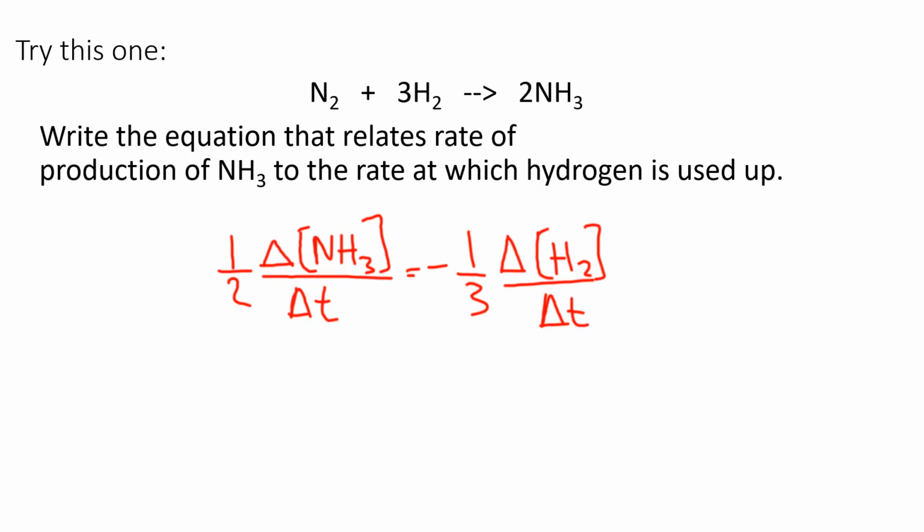All right, so hopefully you came up with something like this. 1/2 change in NH3 over change in time equals negative 1/3 change in concentration of H2 over change in time. So again, the NH3 is getting produced at about 2/3 the rate that hydrogen is getting used up. So that's the reason for the two fractions. And then we have the negative on the hydrogen because it is a reactant.